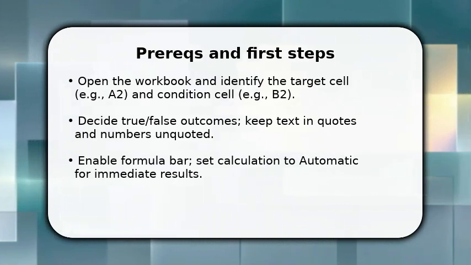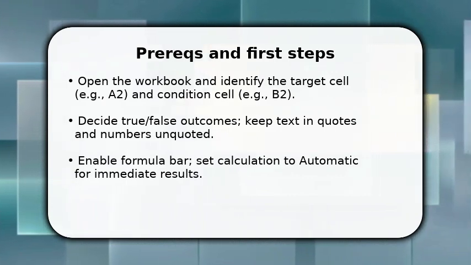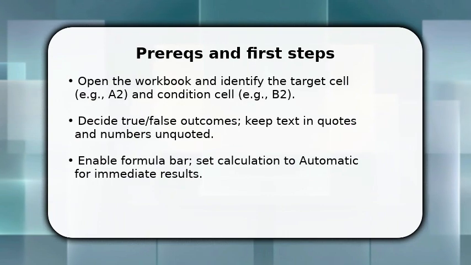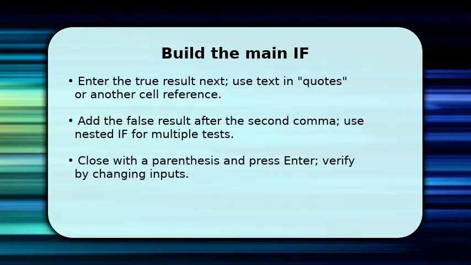Once done, type the logical test, for example B2, and add the comma to move to the true result argument. Make sure strings are quoted and numbers are plain so Excel interprets them correctly. You now complete the IF by providing what happens when the condition is true. Type approved or reference C2.